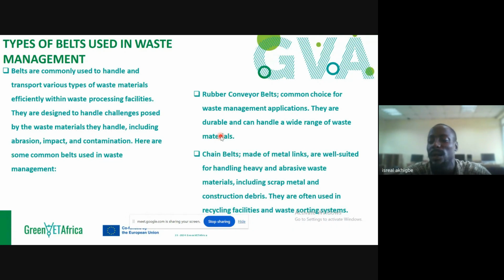So waste that can cause injury to conventional rubber belts. Instead of using that rubber belt, we will go in for a chain belt, so that you can have longevity. Including scrap metals and construction debris, they are often used in recycling facilities and waste sorting systems, because you just come into a waste sorting system and drop as much waste as you want. You're not doing the sorting yourself. The conveyor or the machine will transport those wastes using the chain belt from one point to another section of the waste facility, so that they can be further carried out for processing and recycling.